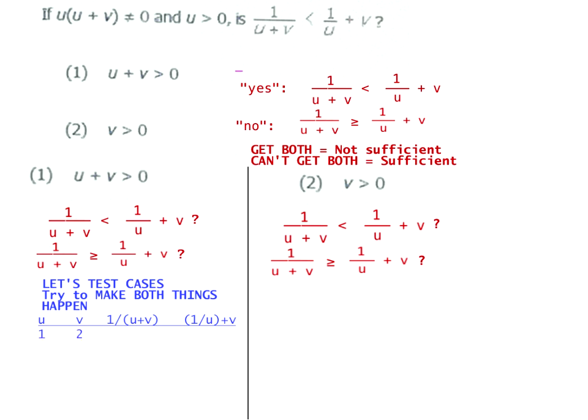All right, U is 1, V is 2. That'll give us 1/3. And this will give us 1 plus 2. So this is definitely a less than. Once we have that, what is our only goal in life? What are we trying to do?